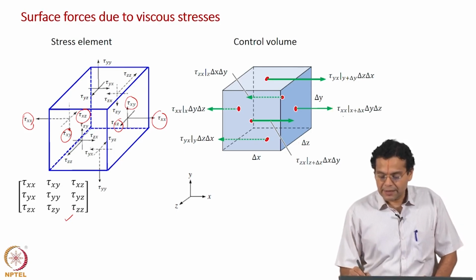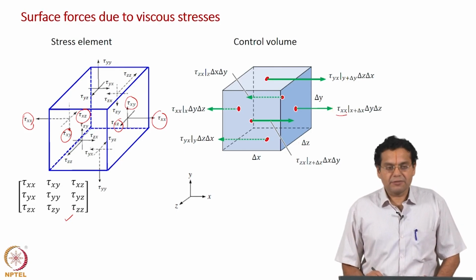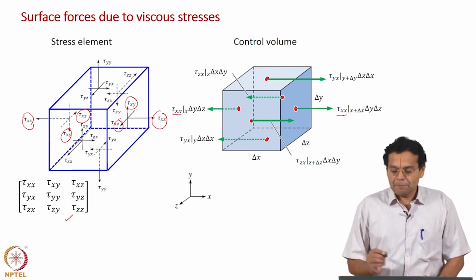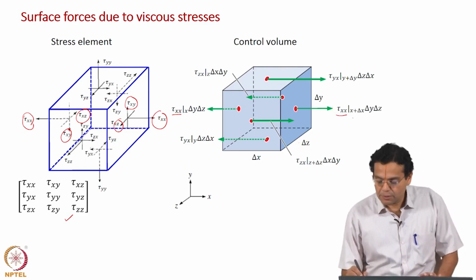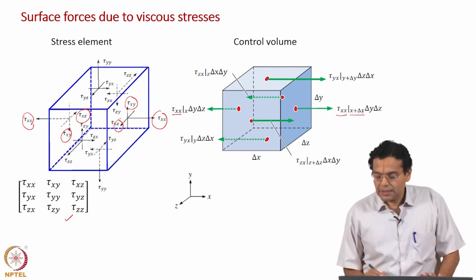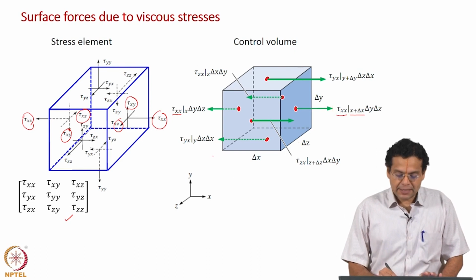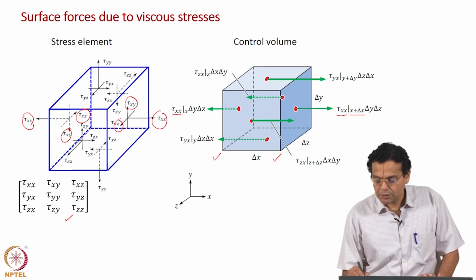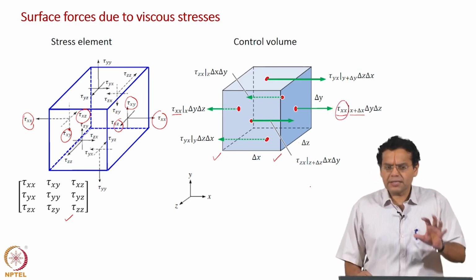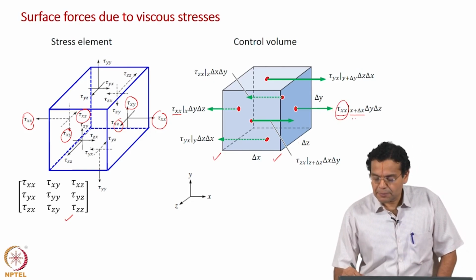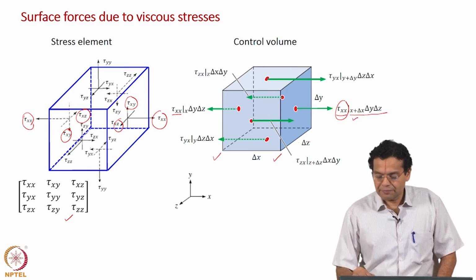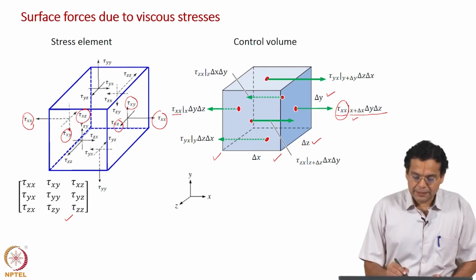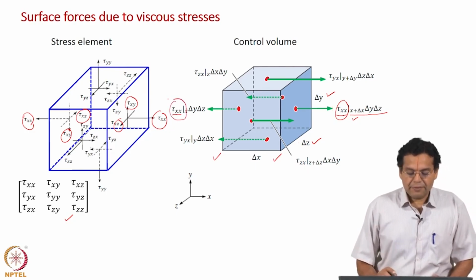Now, let us take an example. On the right hand side face, we have the normal viscous stress, and on the left hand side also we have the normal viscous stress. Now, because it is a control volume, we also take into account the spatial location. The left hand side face is at x, the right hand side face is at x plus delta x. So, this normal viscous stress evaluated at x plus delta x is multiplied by the area, which is delta y into delta z. The left hand side has the same expression, but tau xx evaluated at x.